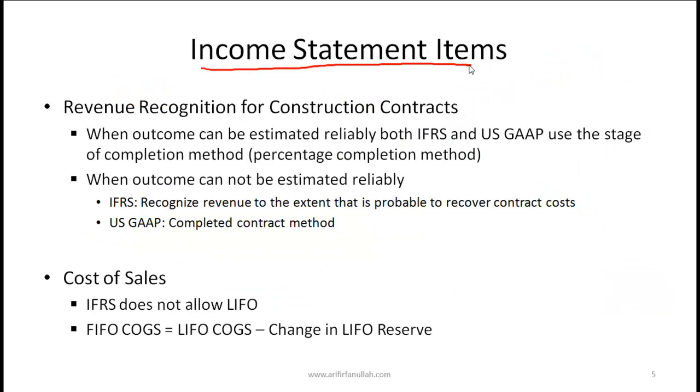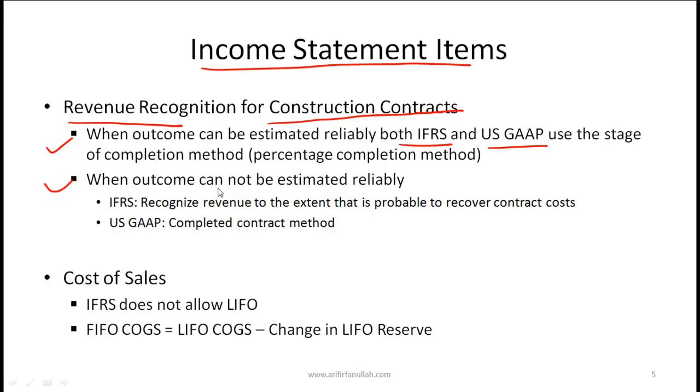Now let's talk about income statement elements or income statement items, beginning with revenue. So there is a general revenue recognition which is fairly similar for both IFRS and US GAAP, so I'm not spending time on that. But when we talk about revenue recognition for long-term construction contracts, then there are some differences. When the outcome of your long-term construction contract can be estimated reliably, then both IFRS and US GAAP use the stage of completion method, which is also called the percentage completion method. So effectively what happens in this method is we recognize revenue based on the percentage of completion. So in this scenario both IFRS and US GAAP are similar.